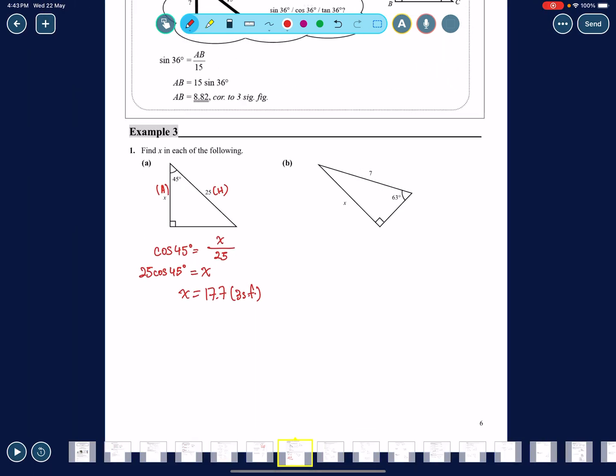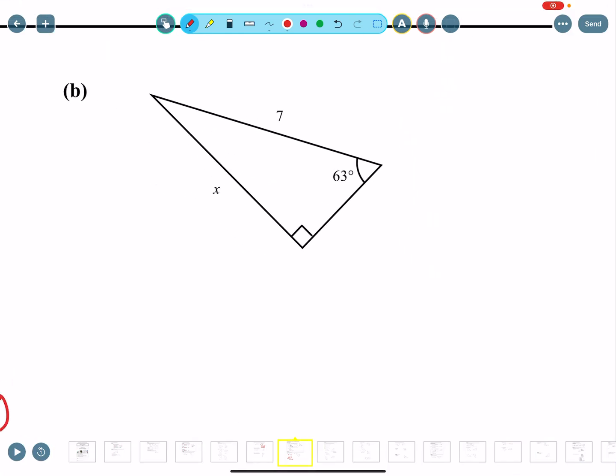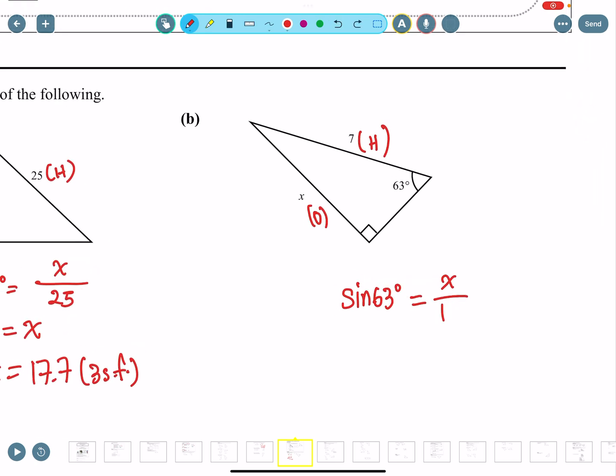Opposite over hypotenuse. Okay, so this is the opposite side now, and this is the hypotenuse. I'm just going to do this question as well. O and H is sine. Sine 63 degrees equals opposite X over H. All right, and move things around.